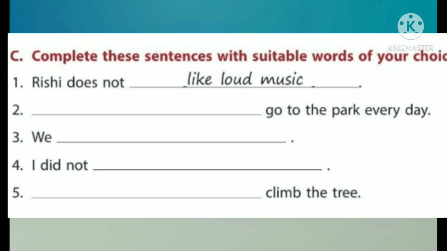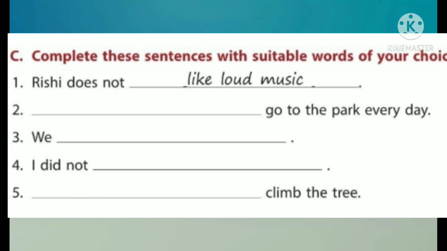Page number 53, section C. Complete these sentences with suitable words of your choice. Here you have to use suitable subject or suitable predicate. First one, Rishi does not like loud music. The answer is already given. We added a suitable predicate. Second one, dash go to the park every day.